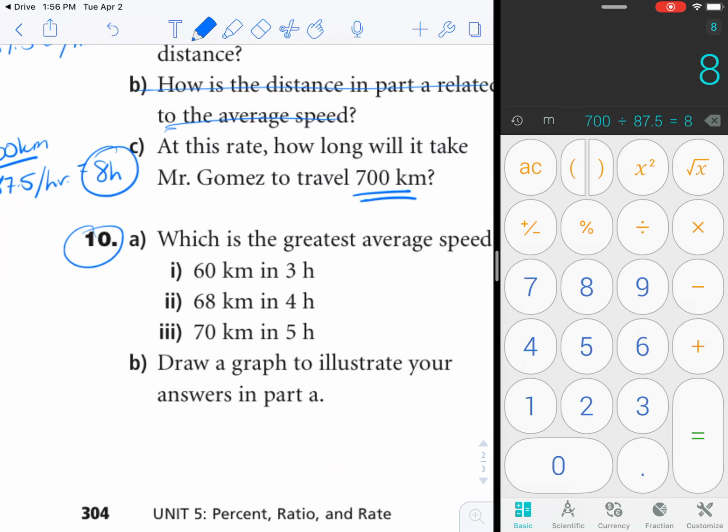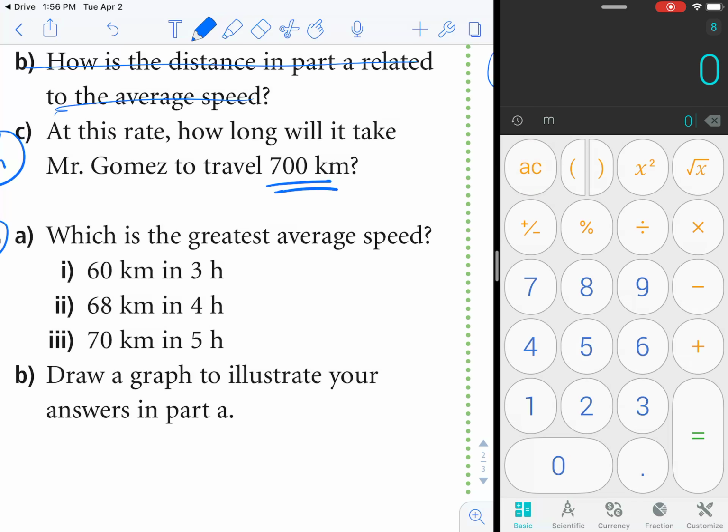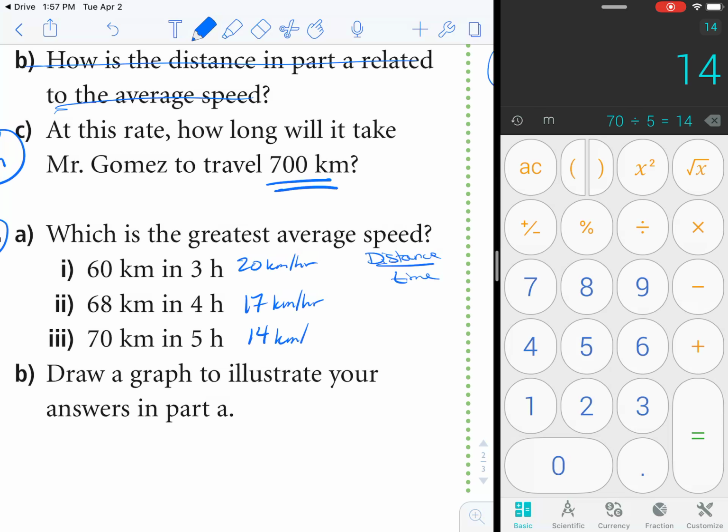Okay, number 10, what's the greatest average speed? So 60 kilometers in 3 hours. Again, distance divided by time gives you speed. So 60 divided by 3, 20 kilometers per hour. 68 divided by 4, this is 17 kilometers per hour. 70 divided by 5, this gives me 14 kilometers per hour. So the greatest average speed is scenario 1. Don't need to draw a graph.